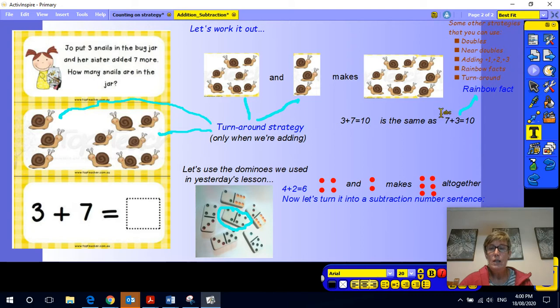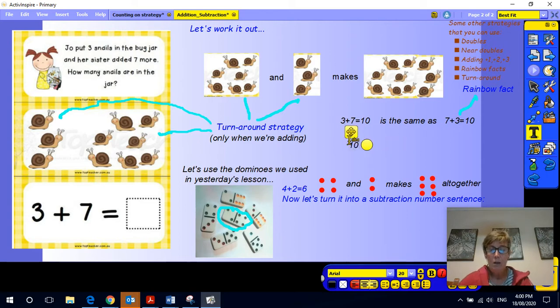We're now going to turn this addition number sentence, the 7 plus 3 equals 10, into a subtraction, a takeaway. And this is what we're going to do. First, we need to find the biggest number. Which is the biggest number out of these 3 numbers? The 7, the 3, or the 10? If you said the 10, you are correct. So I'm going to type in 10.